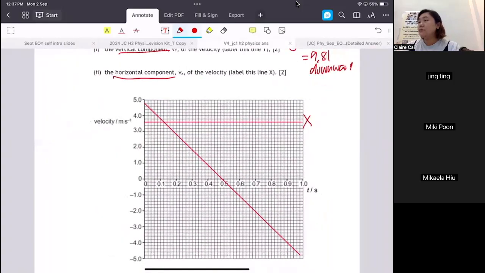Vx will be constant, so 3.6 throughout the whole thing. Whereas for our Vy, we'll start from the maximum, then at 0.49 it decreases to 0. Then after that, you will go all the way down. So the gradient is negative 9.81.